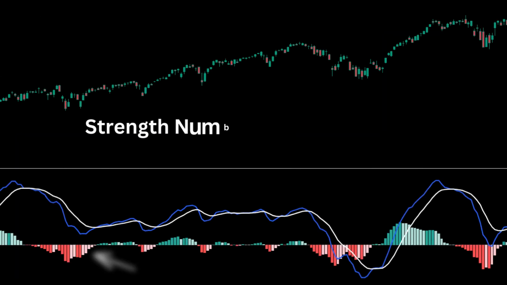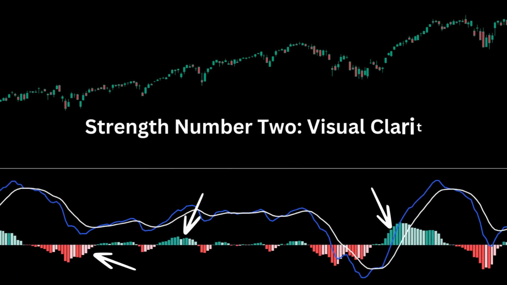Strength number two, visual clarity. The creation of the histogram was a stroke of genius. Without it, we'd have to constantly be gauging the distance between two wavy lines. The histogram does that work for us and presents it in an incredibly intuitive way. With a single glance, you can see if the impulse of the current trend is strengthening or weakening.